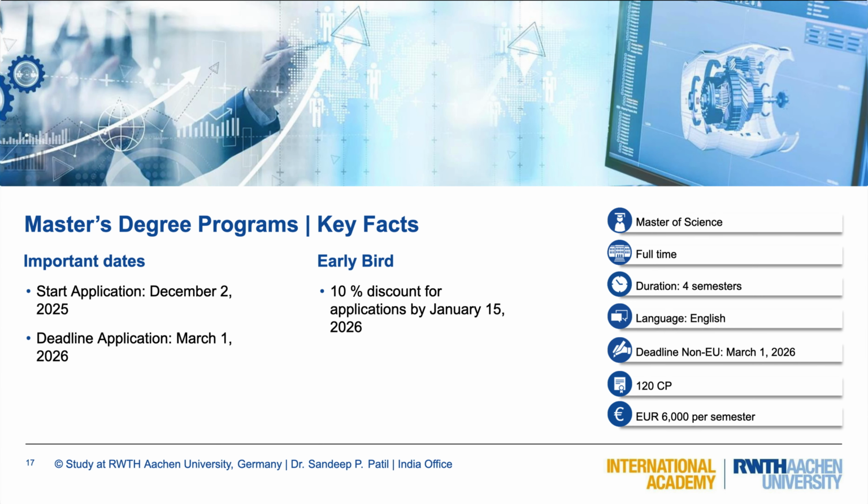Okay, so the portal is officially open. It was opened on the 2nd of December, and we are accepting applications. So you can go to the RWTH online portal and start applying to the master's degree program. The deadline is 1st of March. However, I would like to ask you to apply as soon as possible because there are different cycles we consider for the admissions. Before 15th of January, there is an early bird.